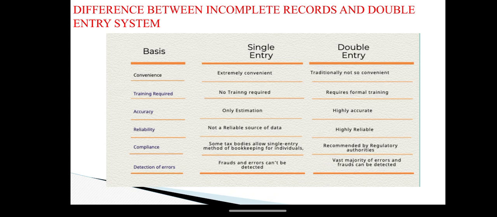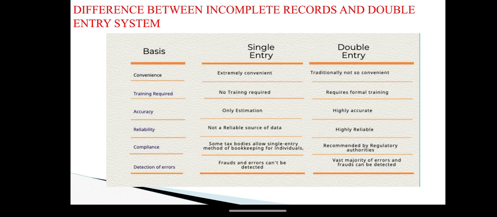Here is the difference between incomplete records and the double entry system. All personal, real, and nominal accounts are opened in the double entry system. Only personal accounts and cash account are opened in the single entry system. Preparation of trial balance: trial balance can be prepared in the double entry system. Trial balance cannot be prepared in the single entry system.